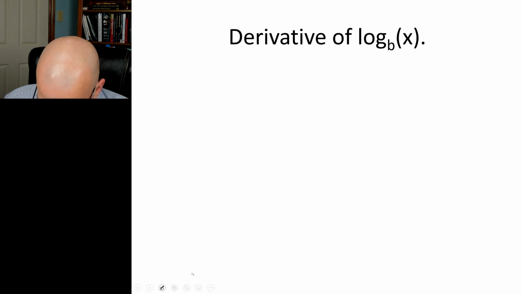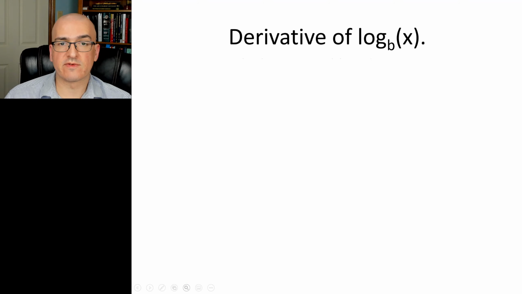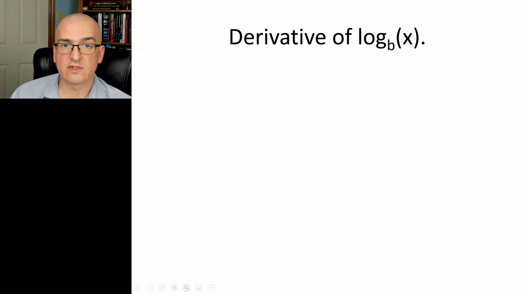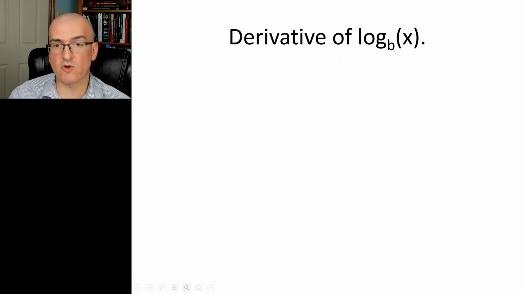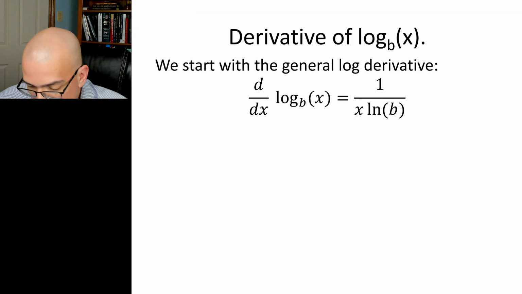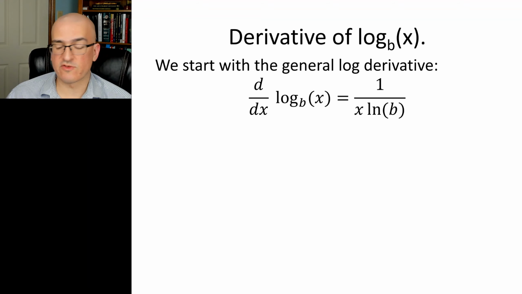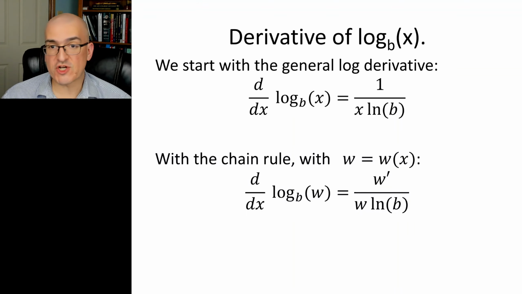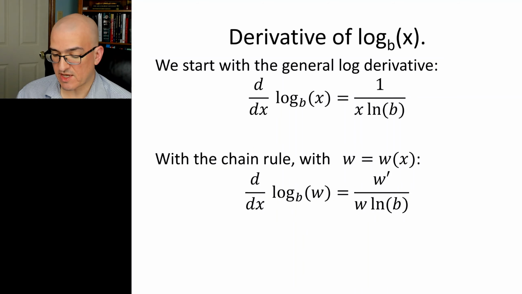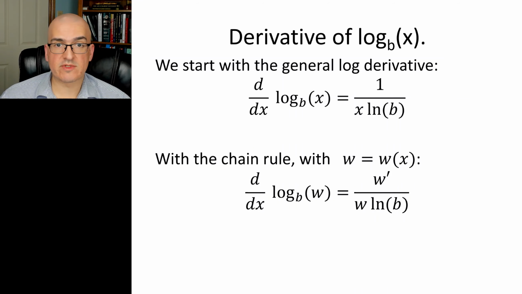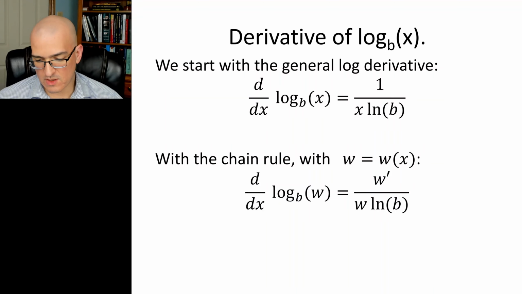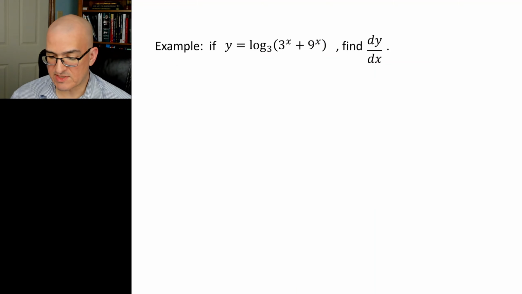Now at the beginning, we derived the general formula for the derivative of log base b of x, and then we went to the special case ln of x. We'll go back to the general case now, where we found that the derivative of log base b of x is 1 over x times the ln of the base, ln of b. With the chain rule, if we replace x with a w, we just get 1 over w times the ln of b times w prime. We can rewrite that derivative in a more compact form, w prime over w ln b. So we'll play around with that by looking at some examples.